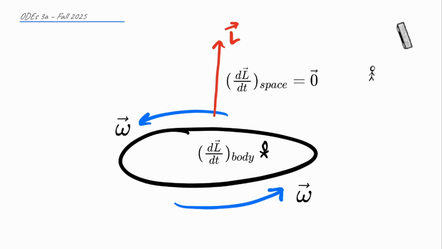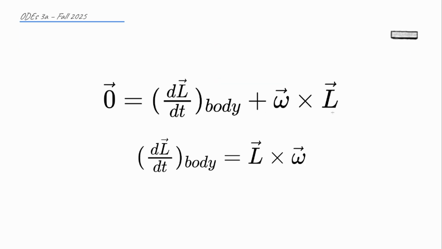So dL/dt space is the zero vector, dL/dt body is the perspective of the person on the disk, and omega is the angular velocity. That phantom term is omega cross L. Because it's not actually moving, we have the zero vector, the perspective of our person on the disk, and then the correction term. And this is the equation that governs the rotating body. Rearranging, we find that dL/dt body is equal to L cross omega. And this is the starting place for our derivation of our system of ODEs.